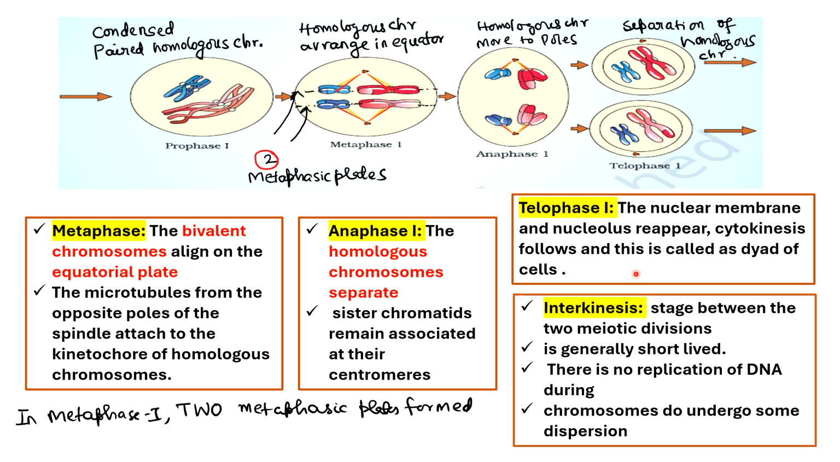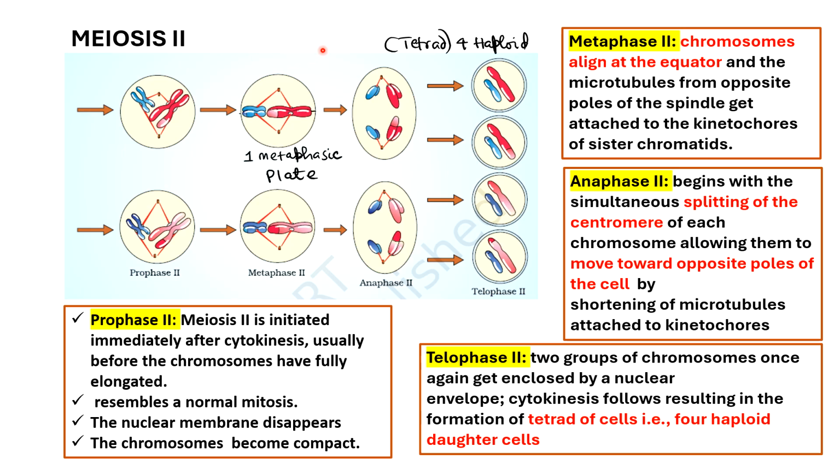After telophase 1, we will have an interkinesis stage, which is the stage between two meiotic divisions. It is generally short-lived. There is no replication of DNA during this stage. So unlike the S phase, where the DNA is duplicated, in this middle phase between meiosis part 1 and part 2, the interkinesis stage does not have any S phase. The chromosomes do undergo some dispersion. That means there is some amount of decondensation, but not that much, like that of the interphase. So let's now see what is happening in meiosis part 2.